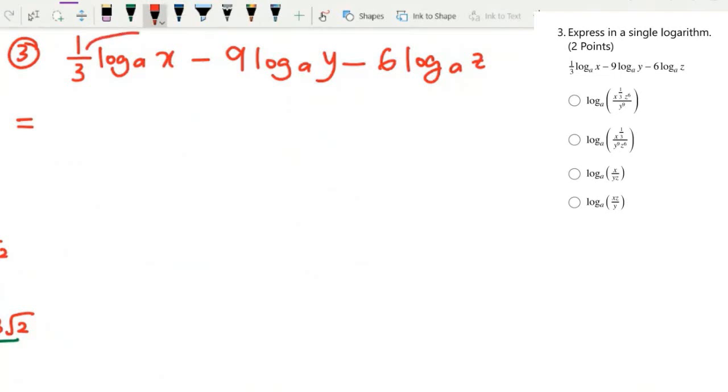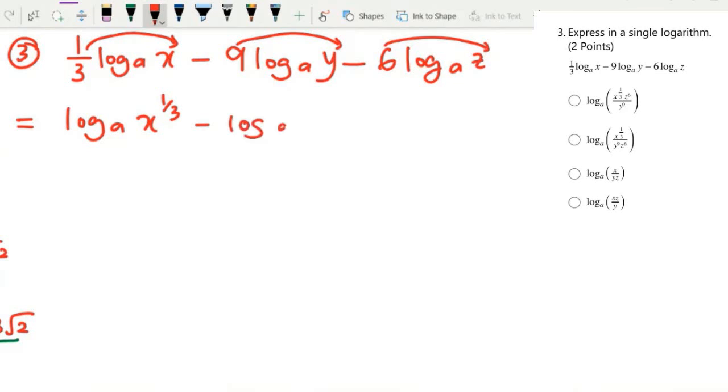Kuasa yang ke atas kat depan ni boleh bawa naik ke atas. Okay, boleh bawa naik ke atas. So dia akan jadi log base A of x to the power of 1 over 3 9. Ini pula log base A of y to the power of 9 minus log A z to the power of 6. Okay, so dah buat dalam bentuk macam ni.